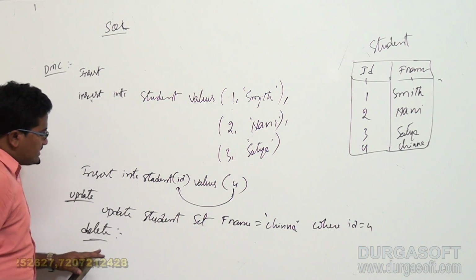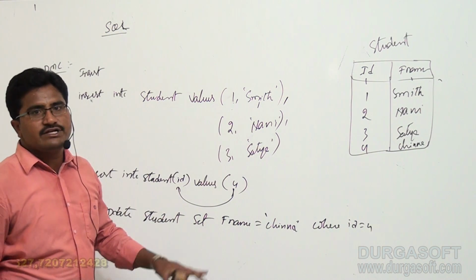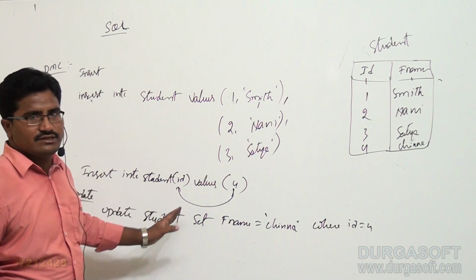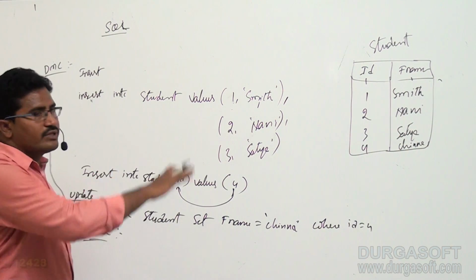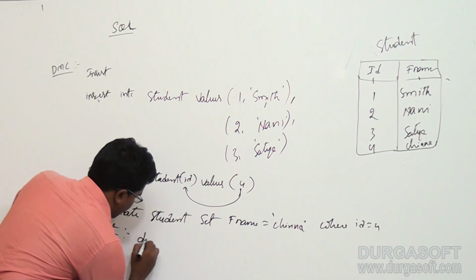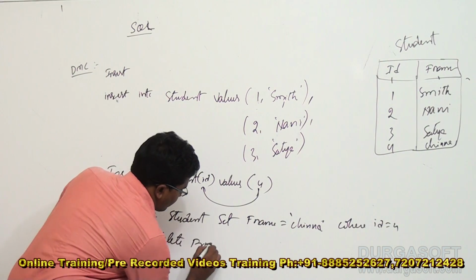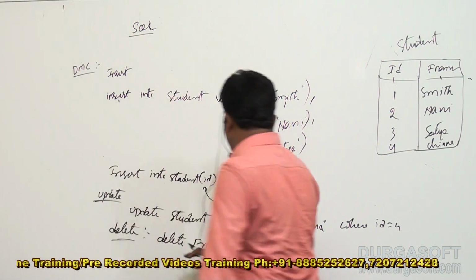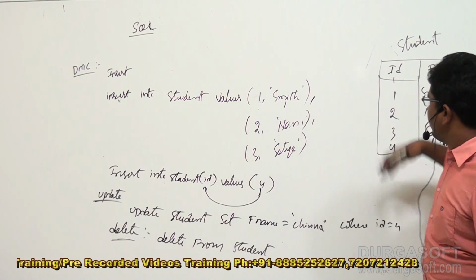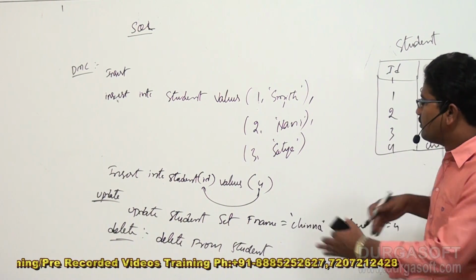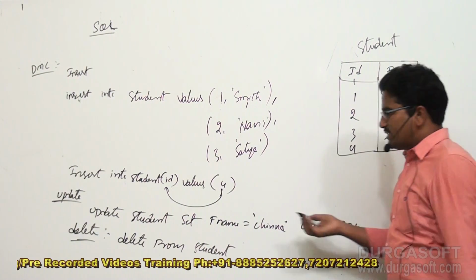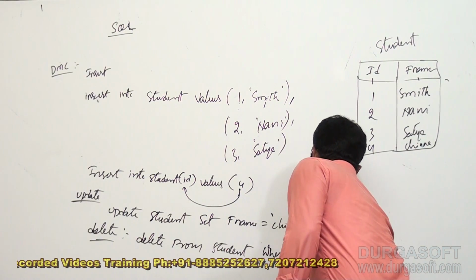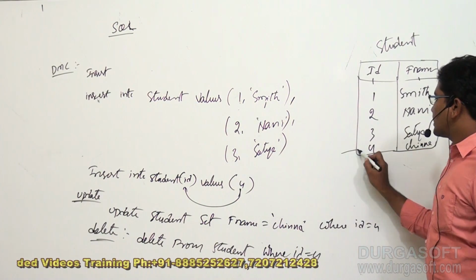Delete means it removes the data. It may be a single record or multiple records or all the records. Delete is used to remove the data like this. Delete from student. If I run like this, what happens? It removes the whole data. But when you want to remove particular records, then we use the where clause. Where id equal to 4. Now what happens? Only the fourth record will be removed.